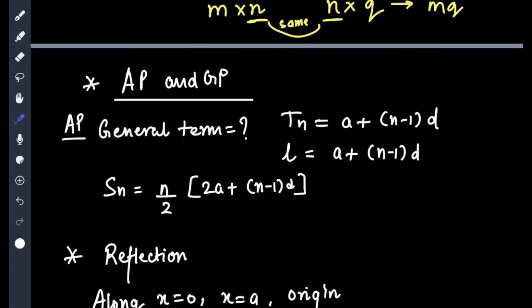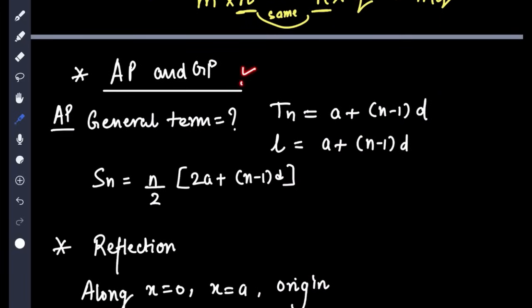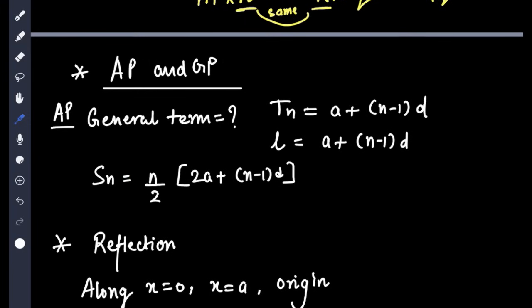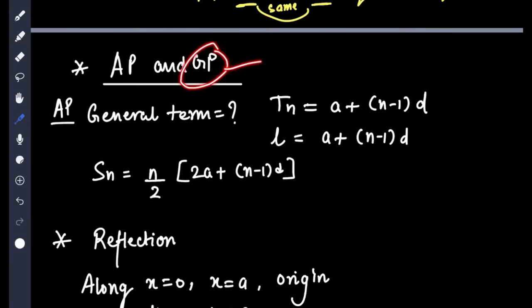Now AP GP questions, again you might face difficulty in this, but it is very easy and boards mostly ask you the formula based questions like the nth term, right? The last term is also a plus n minus 1 into d. Make sure that you know this concept. Sum of n terms. Then for GP you can do the formulas.